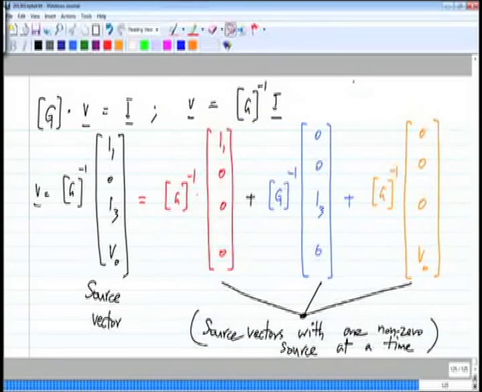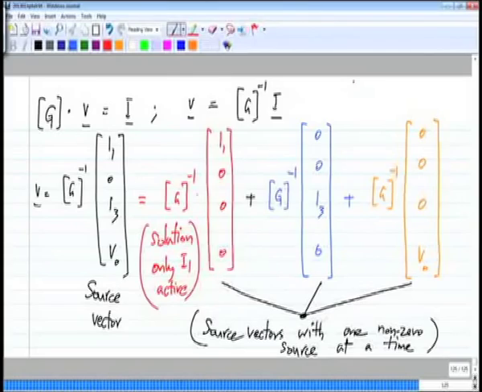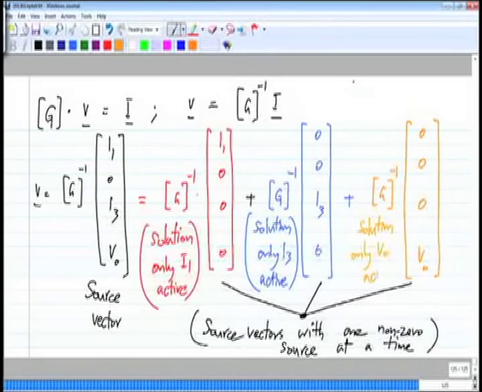So this is the solution with only I1 being non-zero. I'll say only I1 active, and this is the solution with only I3 active, and finally this is the solution with only V0 active. We can activate only one source at a time, find the solution and add up the solutions due to all the sources in the circuit. This is the principle of superposition, and it's used very widely to prove certain things about circuits as well as while doing hand analysis. We will continue from this in the next class. For now, if you have any questions about this, please ask me and I'll clarify them.